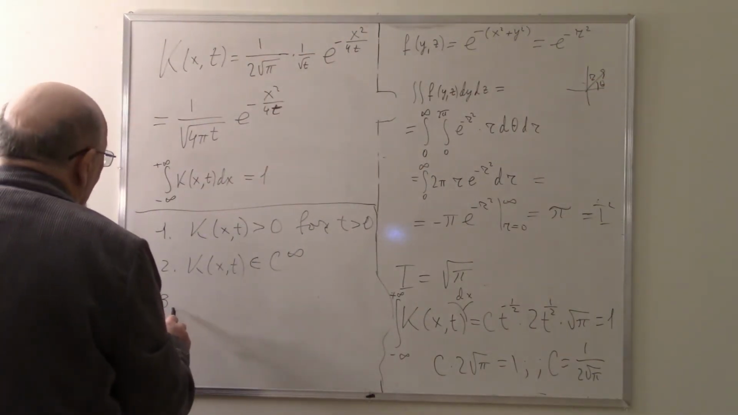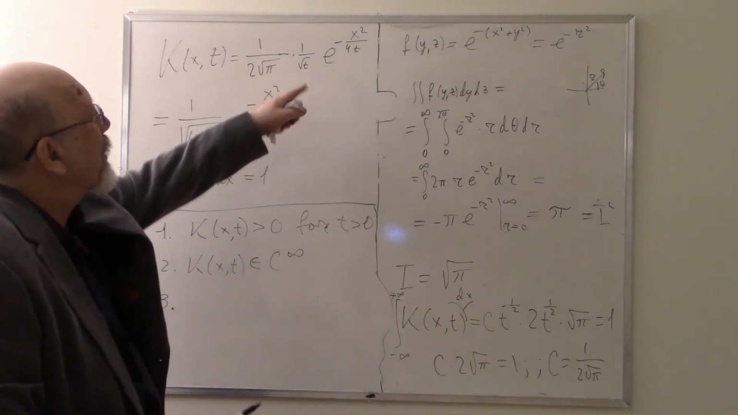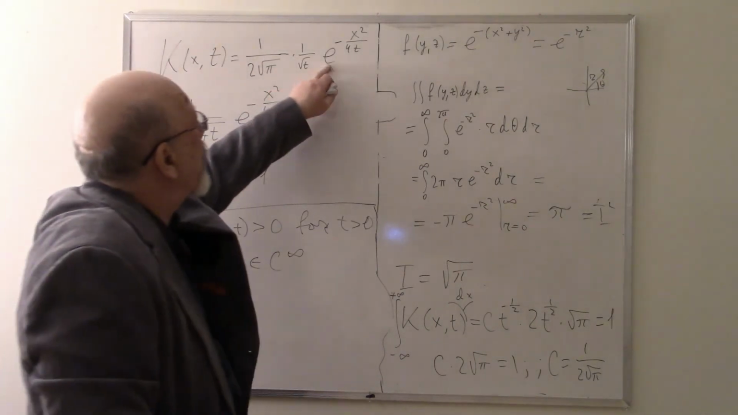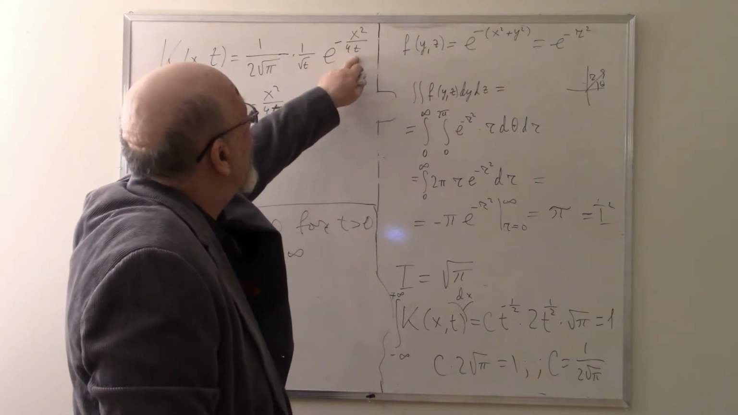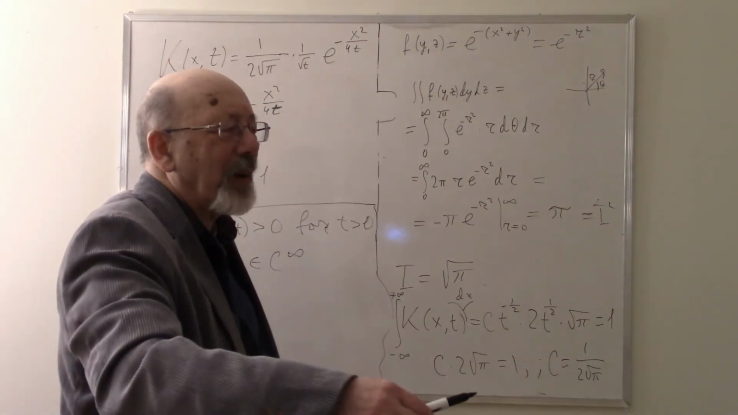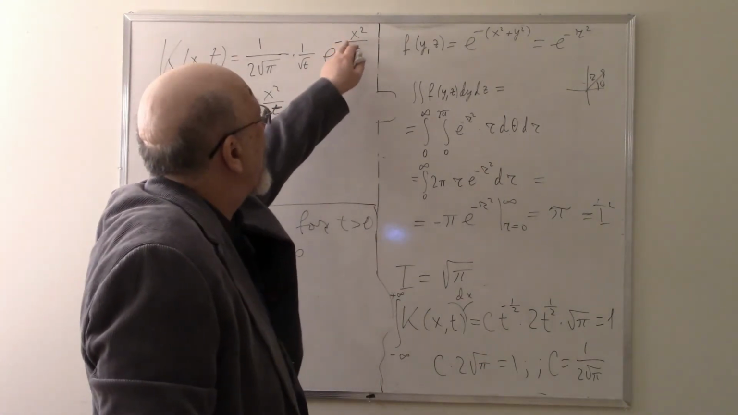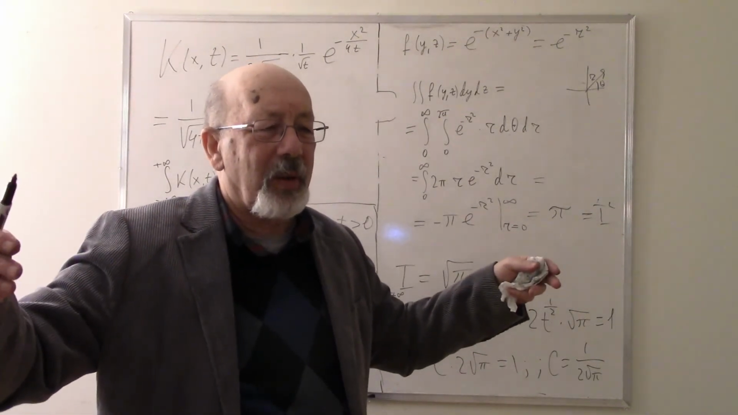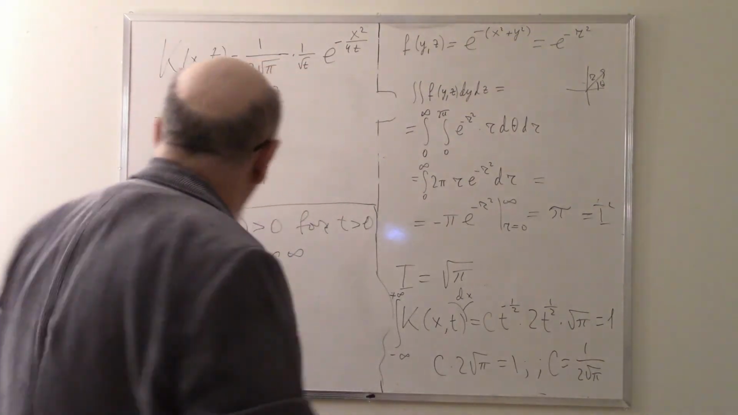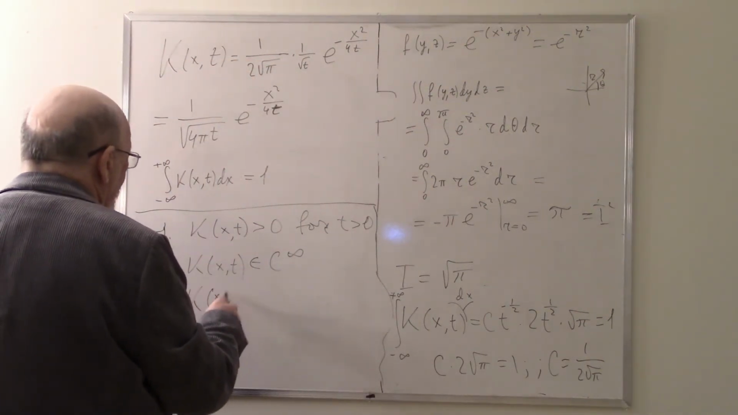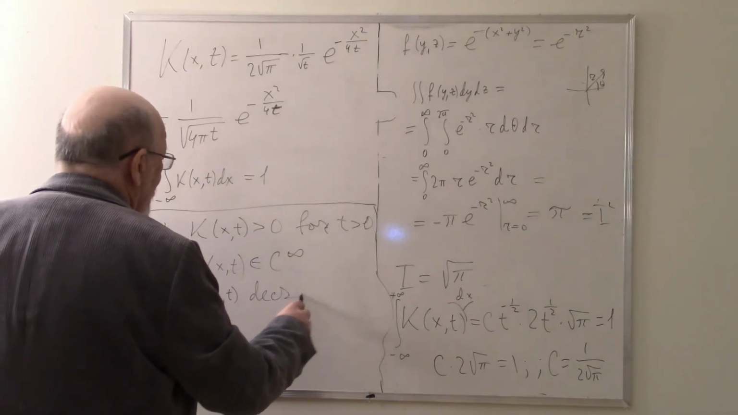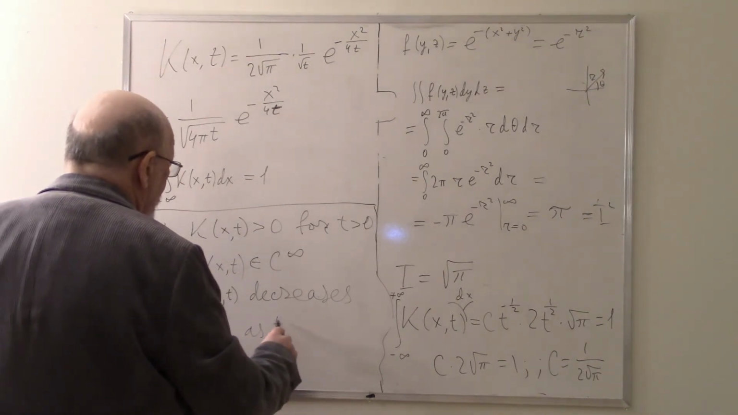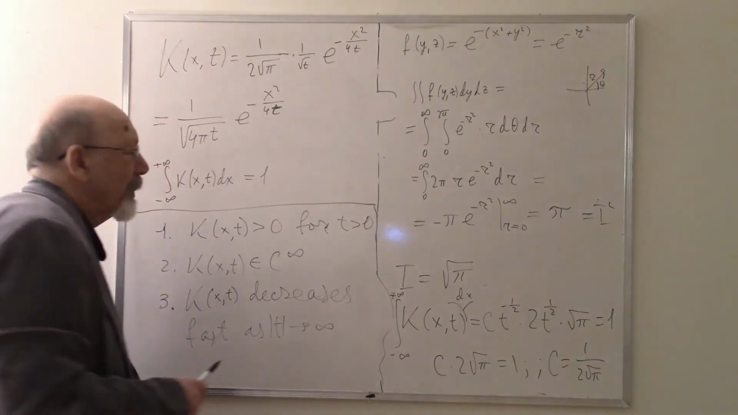Third, this function decreases fast. This means this exponent, for any positive t, decreases faster than a simple exponent. It is e to the minus x squared, so it decreases faster than e to the power of some constant times x. So I would say k of x,t decreases fast as x goes to infinity.